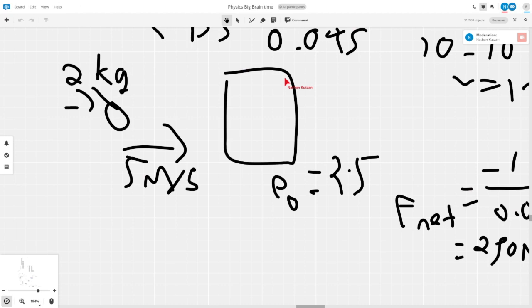So we talked about conservation. We talked about how we can compare it to force. So the next thing is elastic versus inelastic collisions. Do you know what the difference between an elastic and an inelastic collision is?